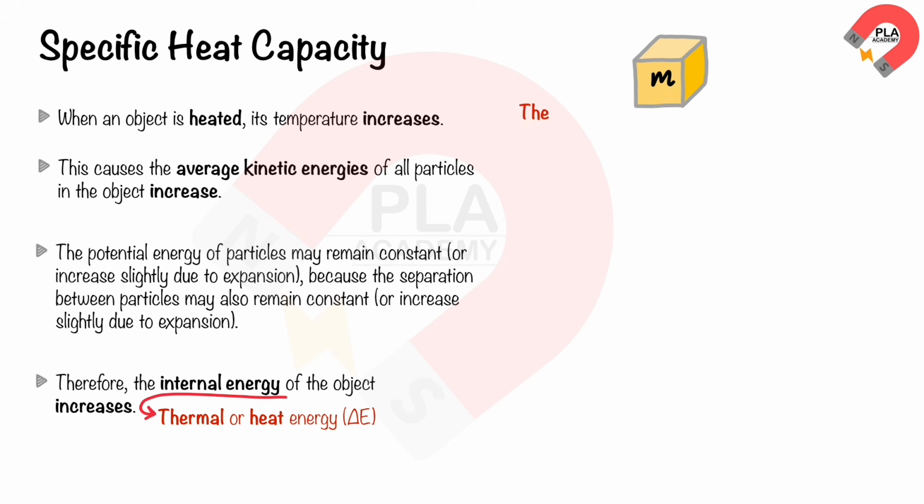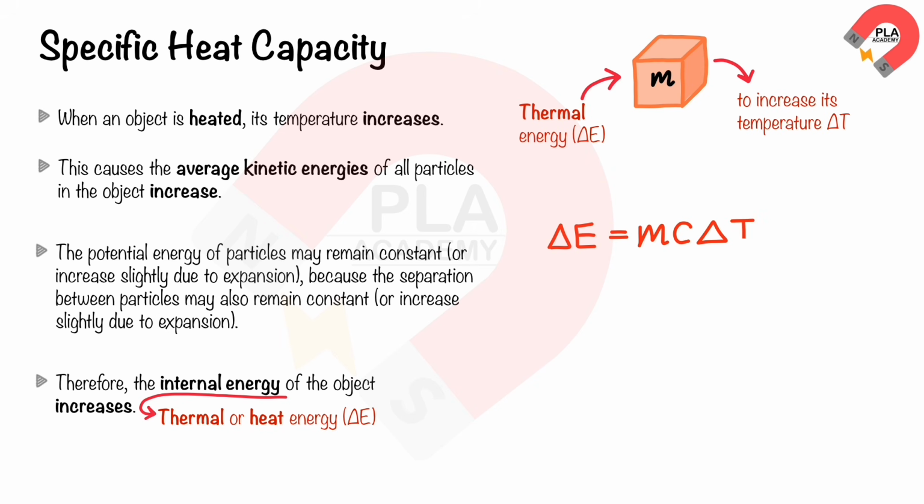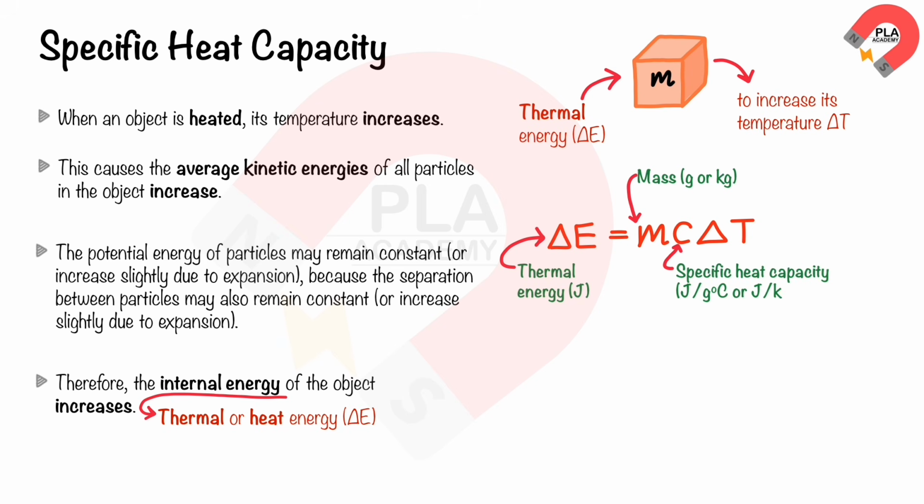The thermal energy, delta E, added to an object of mass, m, to increase its temperature by delta T, can be written as the equation delta E equals m c delta T, where delta E is the thermal energy in joules, m is the mass in grams or kilograms, c is the specific heat capacity of the substance in joules per gram degree Celsius, or joules per kilogram degree Celsius. Delta T is the change in temperature in degrees Celsius or kelvins.